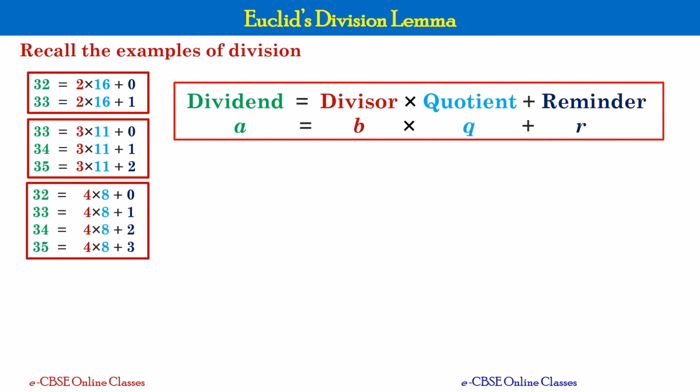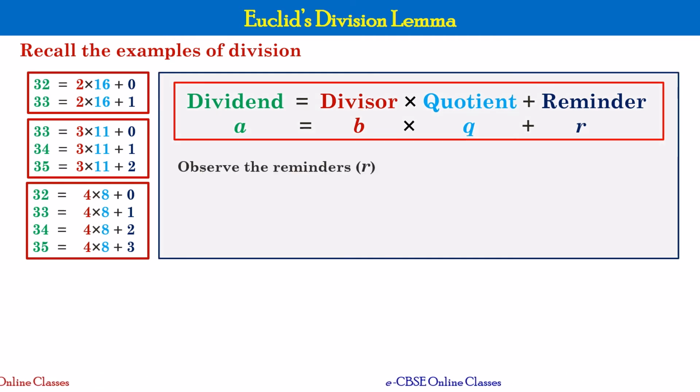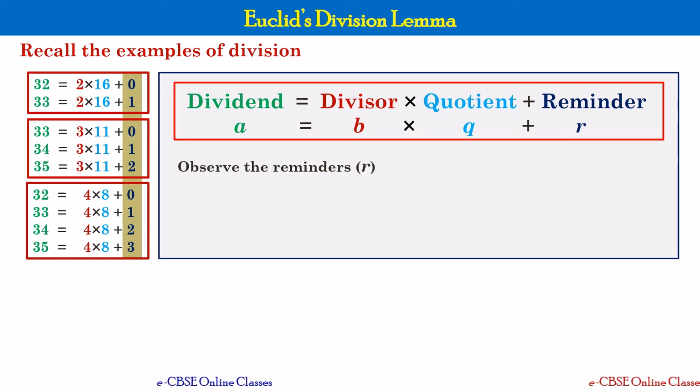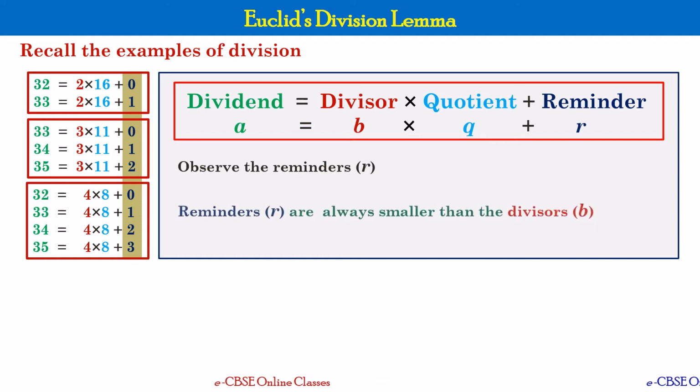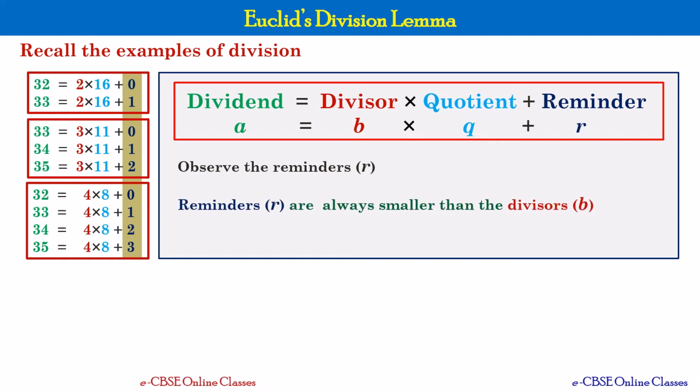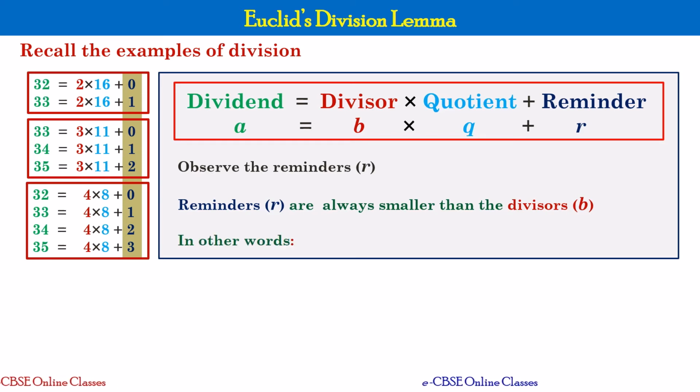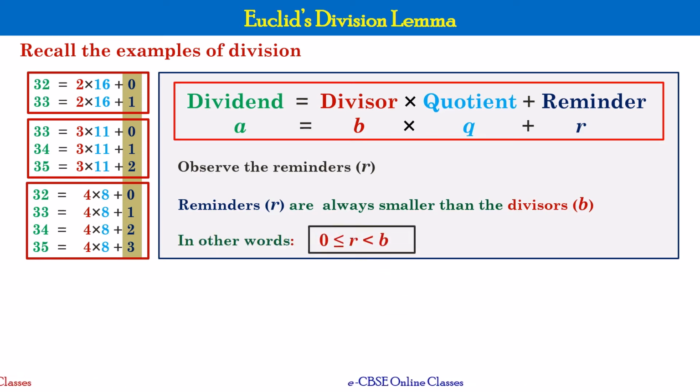Correct? And notice the remainders here. When the divisor is 2, the remainder is 0 or 1. When the divisor is 3, the remainder is 0, 1 or 2. When the divisor is 4, the remainders are 0, 1, 2 or 3. So in a sense, remainders are always smaller than the divisors B. Correct? So what we can essentially say is 0 less than or equal to R less than B.